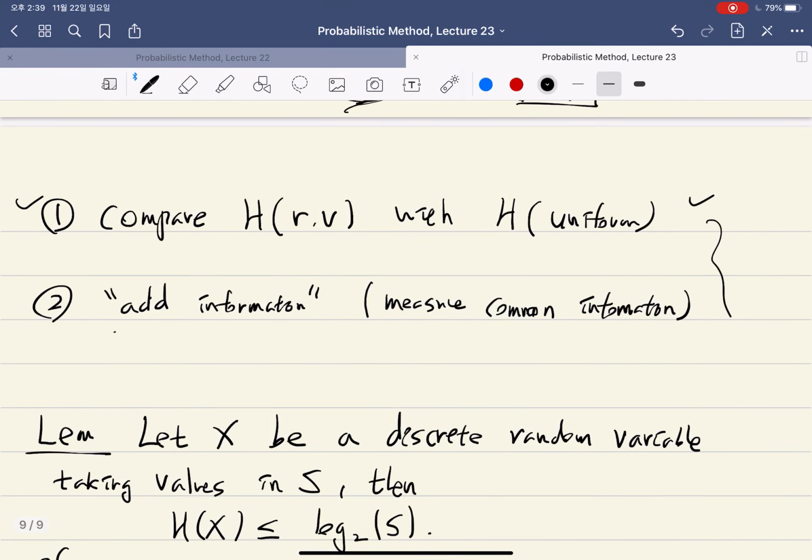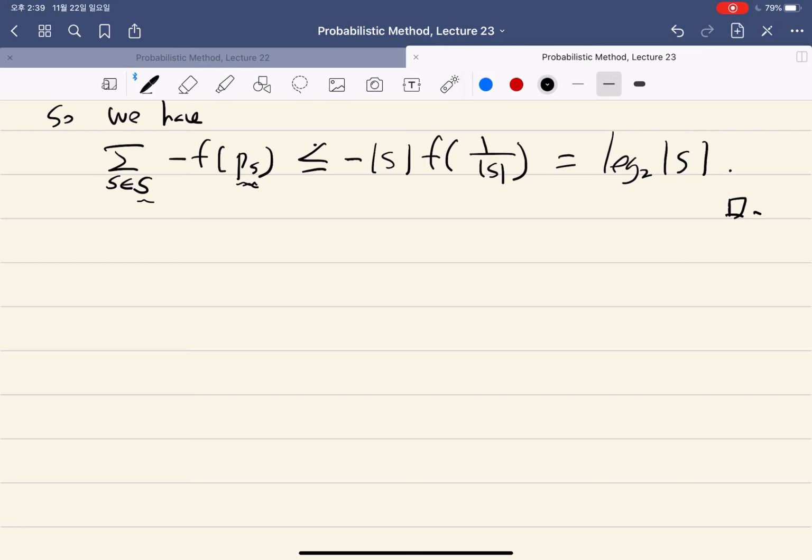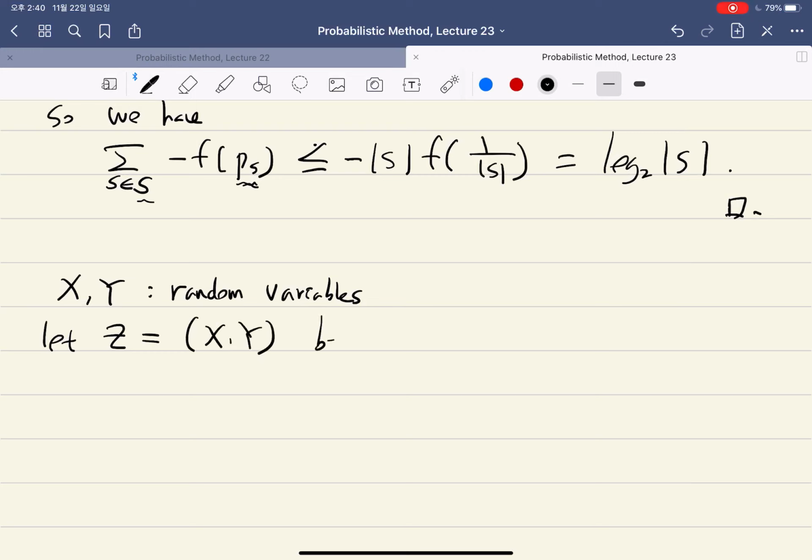So now we have accomplished the first one. In order to be able to add information, we define adding, and we try to come up with some concept which can measure the common information. When there are two random variables, which may or may not be independent, so not necessarily independent, we let G be (x, y), the joint random variable.